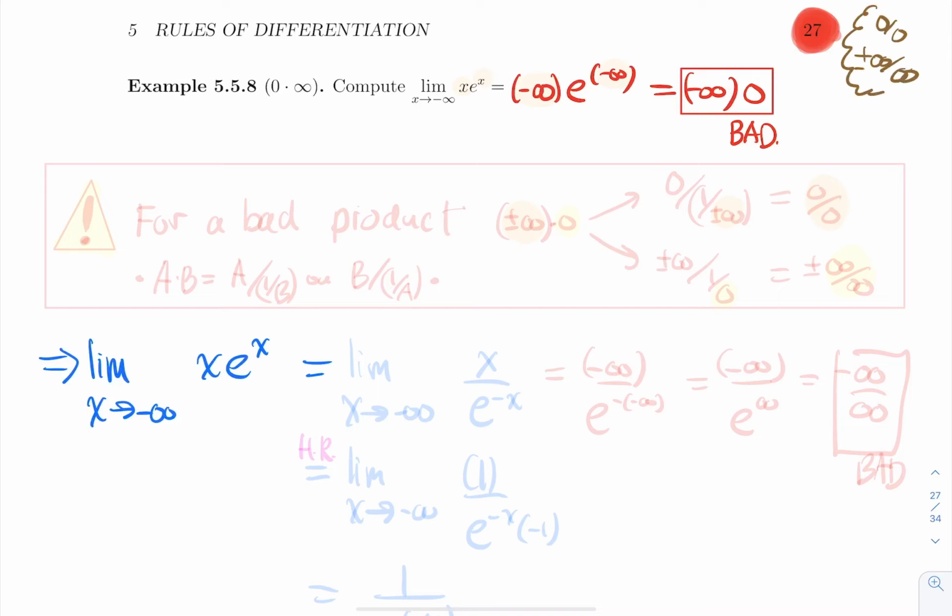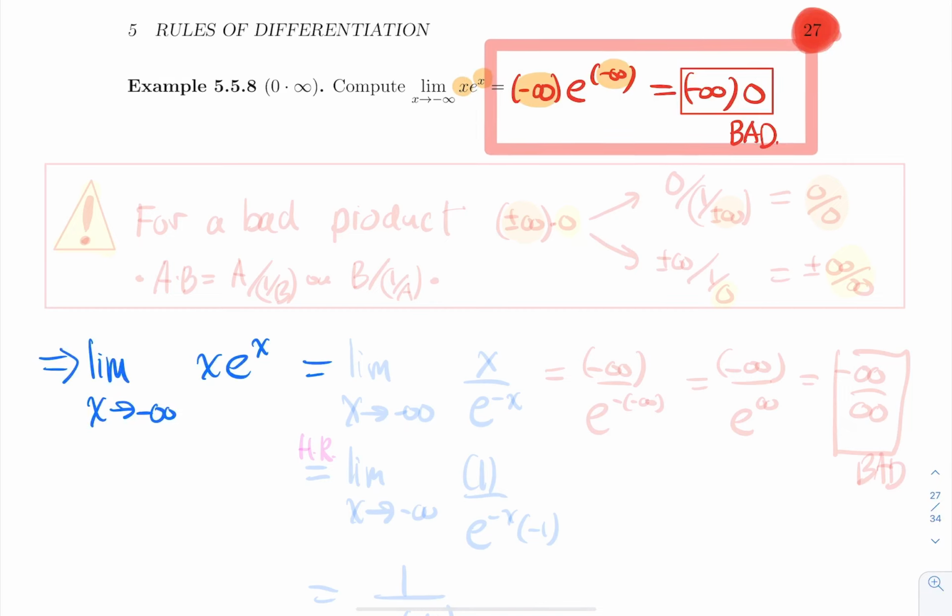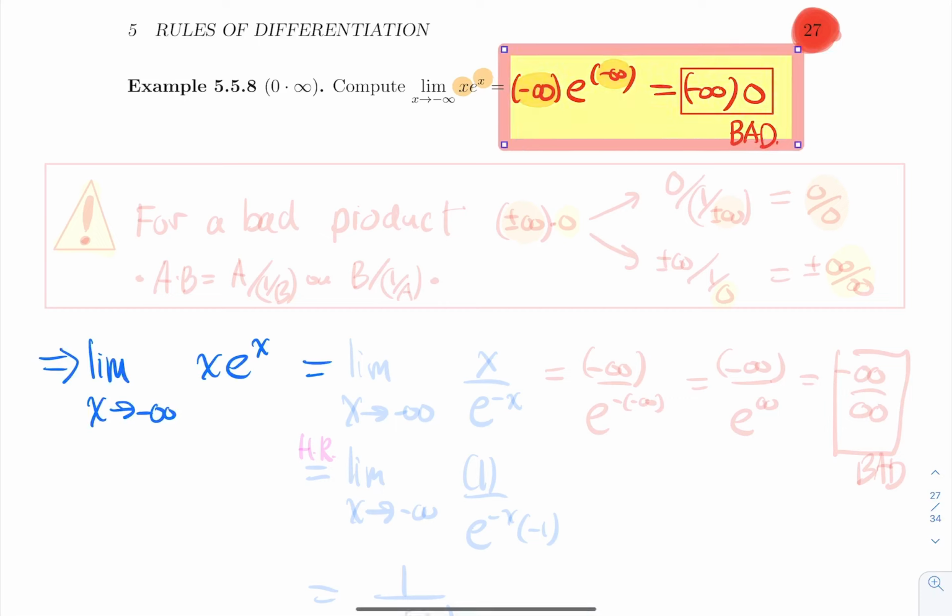All right, so let's do our first bad product. So let's compute the limit as x goes to minus infinity of x times e to the power x. So as usual, the first thing you do when you have a limit in your face is you try it. If you replace every single x by minus infinity, you get minus infinity times e to the power of minus infinity. E to the minus infinity is 0. Oh no, you get infinity times 0. So you cannot apply l'Hospital's rule.